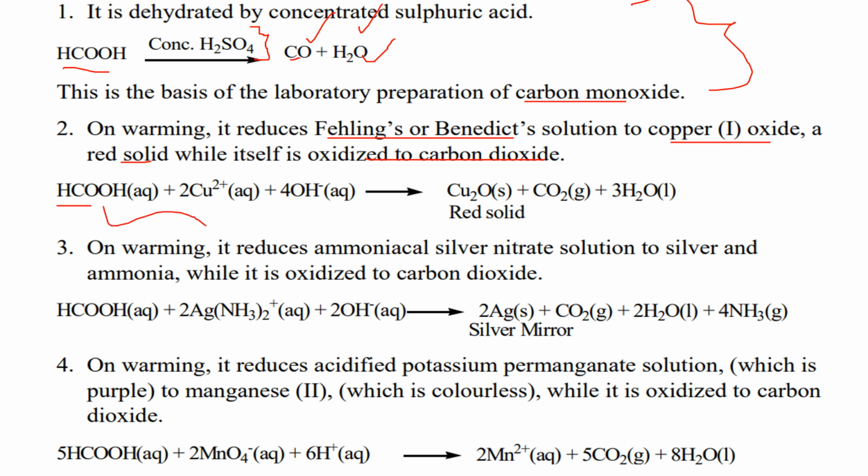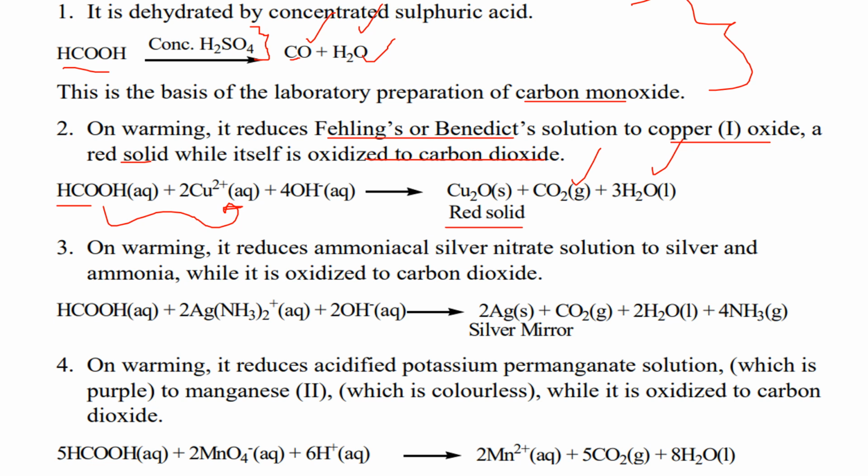So when you have methanoic acid and you treat it with Fehling's or Benedict's solution, you're going to get a reddish brown solid of copper(I) oxide, and the methanoic acid is oxidized to carbon dioxide and water. Similar applies when you have ammoniacal silver nitrate. Remember that I told you ammoniacal silver nitrate gives a positive test with aldehydes. And since methanoic acid has aldehyde properties, it is also going to give a positive test with ammoniacal silver nitrate solution, since its properties are the same as the properties of aldehydes, since in methanoic acid we have the aldehyde group.